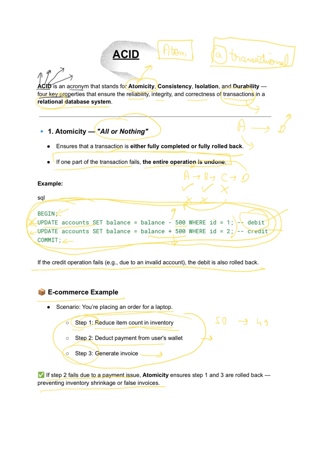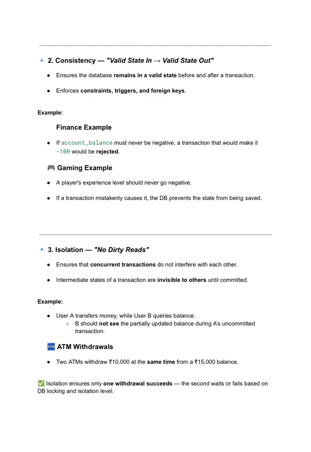Coming back, let's discuss the second property of ACID, which is consistency. It means valid state in and valid state out. That's how you can remember it. Atomicity is all or none. Consistency is valid state in, valid state out. This ensures that your database remains in a valid state before and after the transaction. It enforces constraints, triggers, and foreign keys.